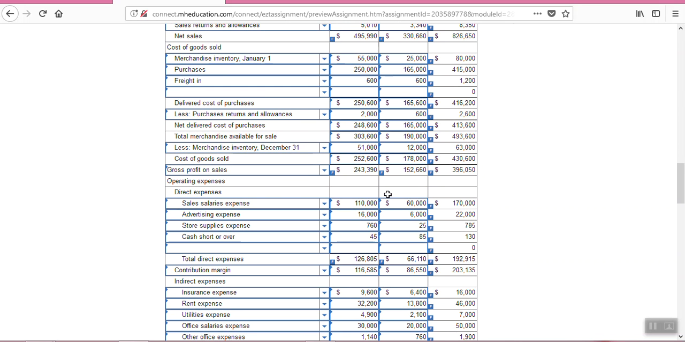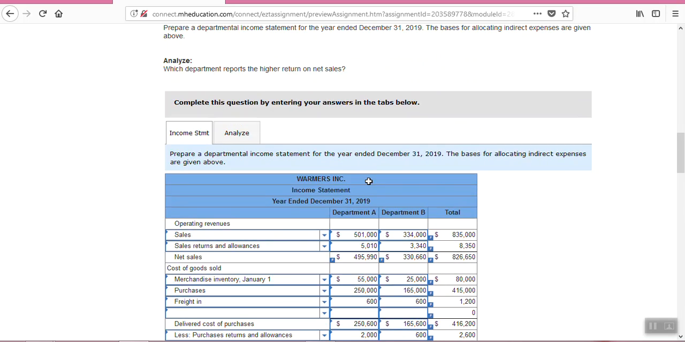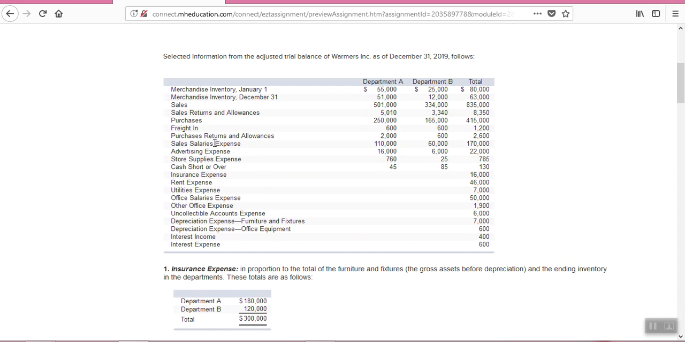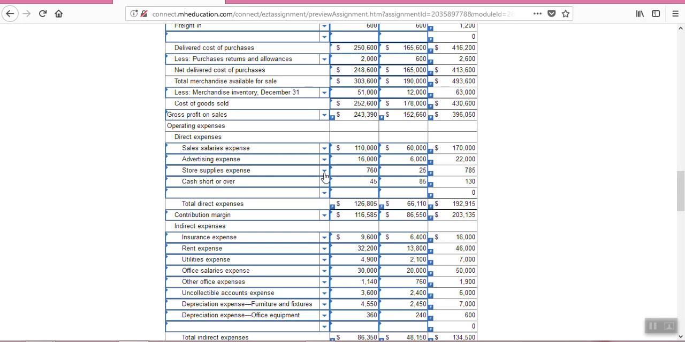All right, moving down in the income statement, we've got all these expenses. So your operating expenses, looks like we've got 4 direct expenses. So we've got sales salaries, advertising, store supplies, and cash over short. Those are direct expenses, and they are listed up here in the chart. So basically, these expenses that are broken out by Department A and Department B, that's your direct expenses. So they're right here. All of these that aren't broken out, we're going to have to do something with to allocate those. So let's see where we got to. So we're down to here.